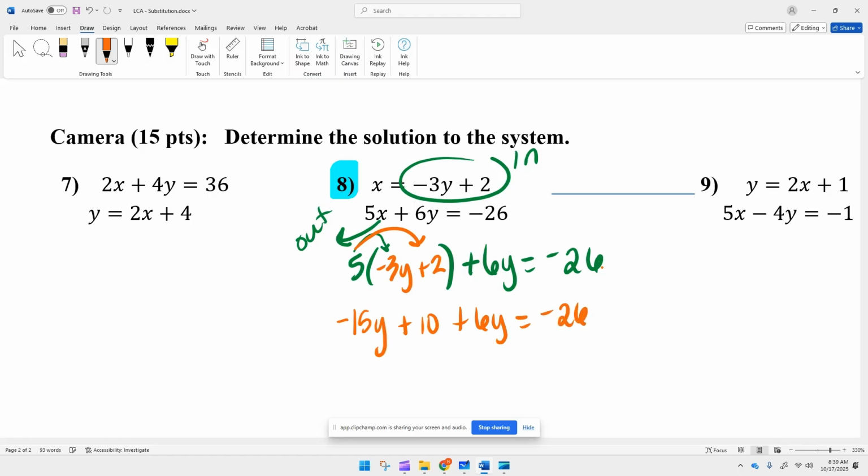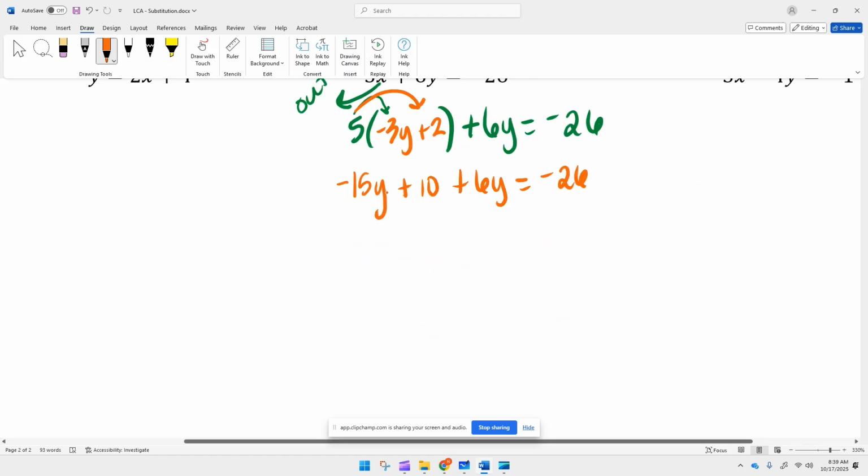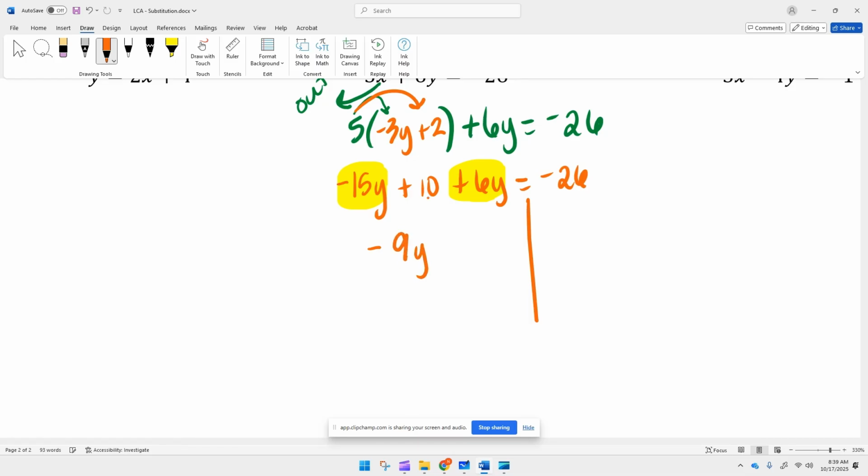That's minus 26. All right, on the same side, we have 15 bad guys and 6 good guys. Right here, we got 15 bad, 6 good. So they're going to cancel each other out. I'm going to have more bad guys than good guys, so my answer is going to be negative. So 15 take away 6 is going to give me negative 9y. We're going to bring down the 10, and we're going to bring down the 26.